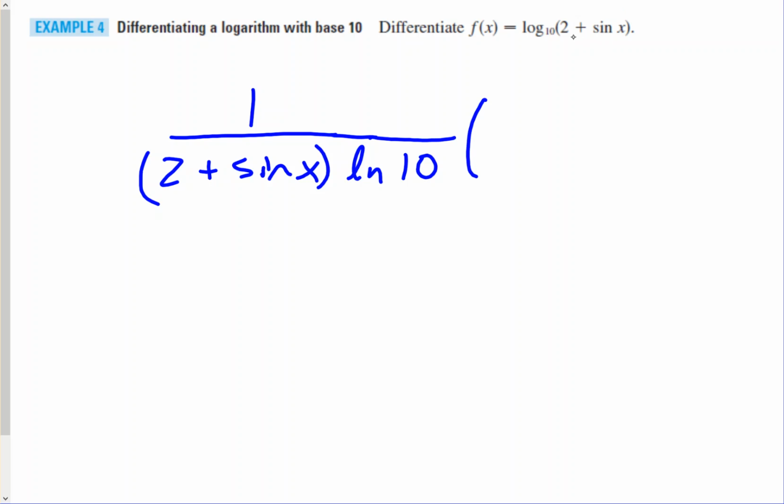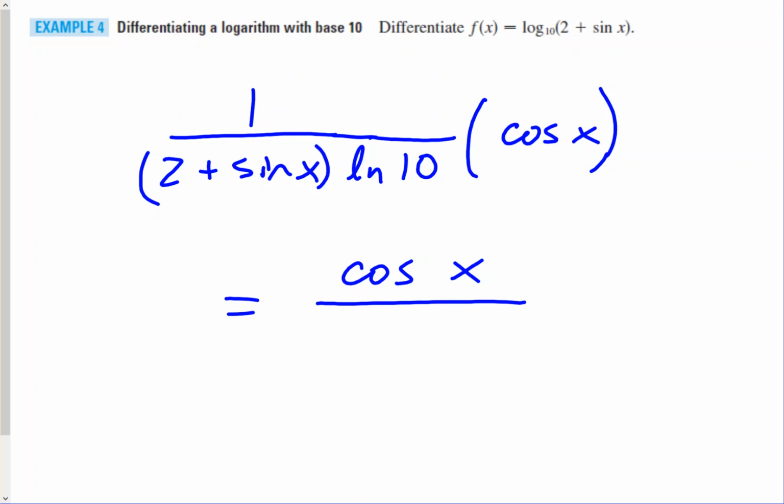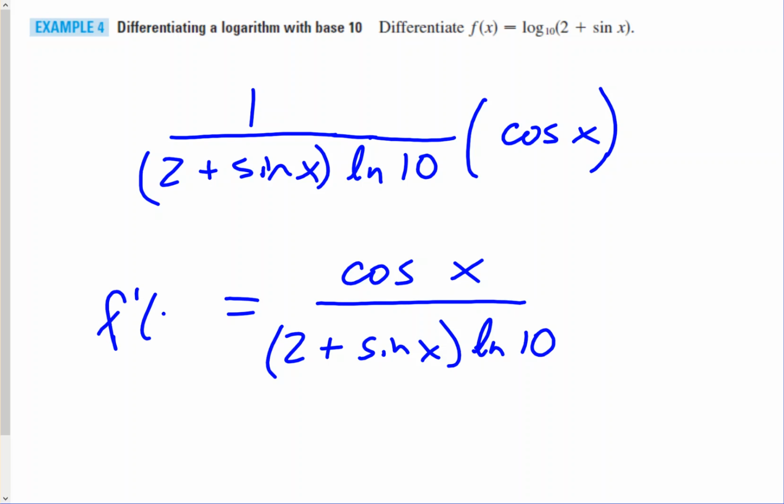So the derivative of 2 plus sine x would be: derivative of 2 is 0, derivative of sine x is cosine x. And then just putting it together, we would have the cosine x on top, and then 2 plus sine x times natural log of 10 on the bottom. And that would be the final answer.